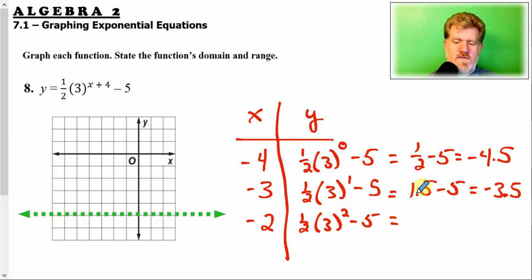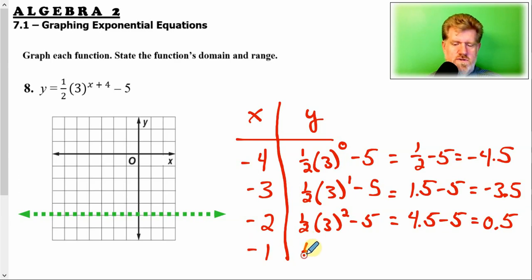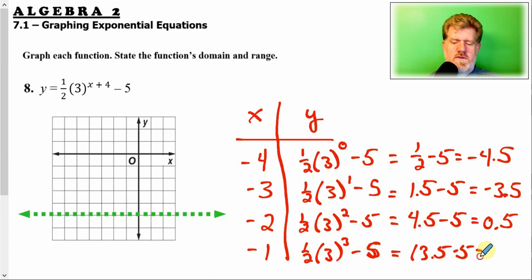So 1.5 times 3 is 4.5, minus 5 is negative 0.5. And I don't think I can fit any more, but we'll try it. So I'm going to multiply by 3 one more time. Oh yeah, 4.5 times 3 would be, what, if you make it double, you add 4, I get 9. 13.5 minus 5 is 8.5.